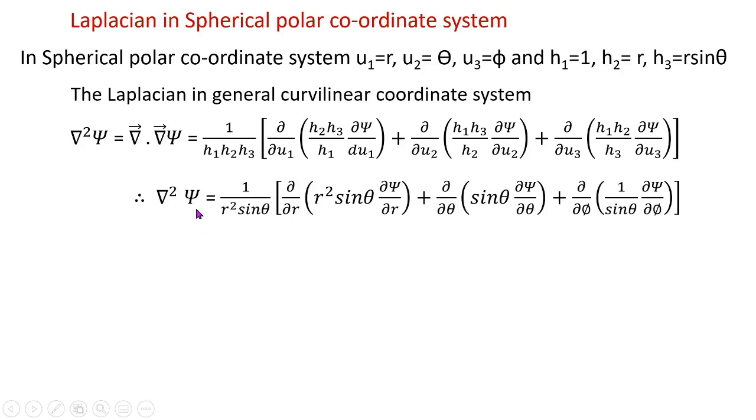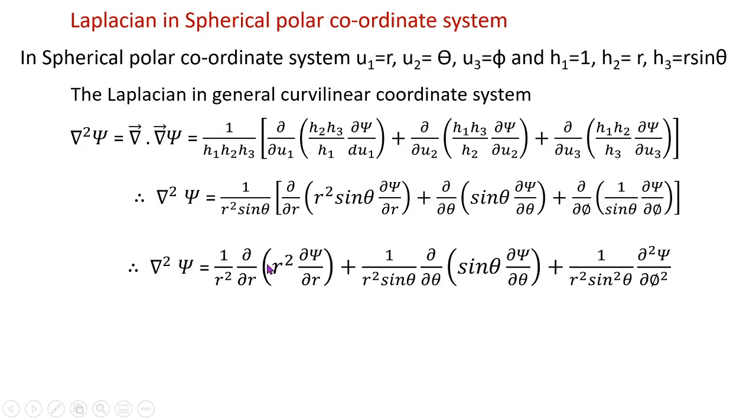Then we get del square psi is equal to 1 upon r square sine theta, del by del r of r square sine theta del psi by del r, plus del by del theta of sine theta del psi by del theta, plus del by del phi of 1 upon sine theta del psi by del phi. Then the first term is 1 upon r square del by del r of r square del psi by del r, because sine theta is constant with respect to r. Take this sine theta outside the partial derivative, it gets cancelled with this term, therefore we get this first term.